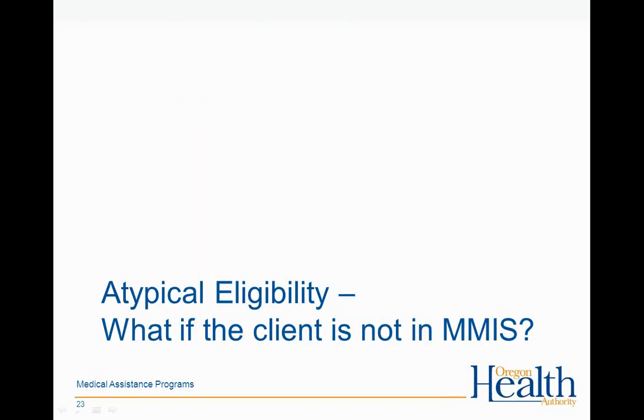I want to talk to you briefly about atypical eligibility. There are a couple of options now, both options that came along with the Affordable Care Act, and they're pretty good options that are out there for folks to become eligible but to not be listed in MMIS right away. So I call it atypical eligibility. What if the client is not in MMIS?